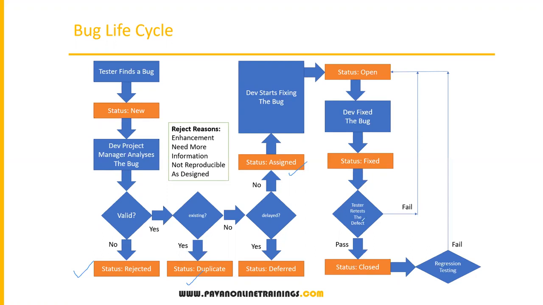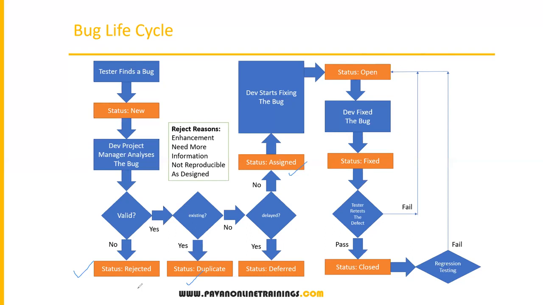Suppose while retesting the defect, something fails again. Again, we will reopen the defect and the same process will continue. After closing the defect, in the coming builds, we will perform regression testing. Again, if the bug fails in regression testing, we reopen it and continue the same process. So this is the entire bug life cycle.